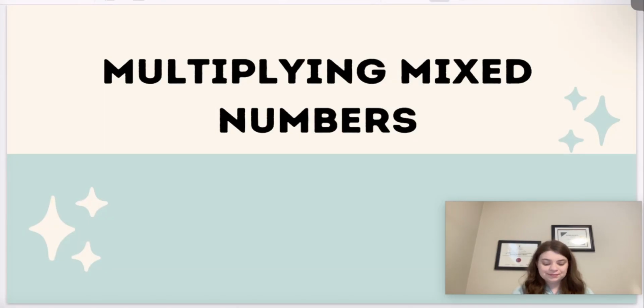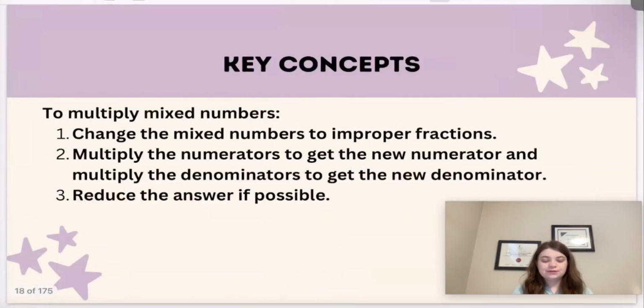Today we're going to be talking about how to multiply mixed numbers, and I'm going to go through two examples. To multiply mixed numbers, the first thing we need to do is change the mixed numbers to improper fractions. I'll review how to do that once we get into the actual examples.